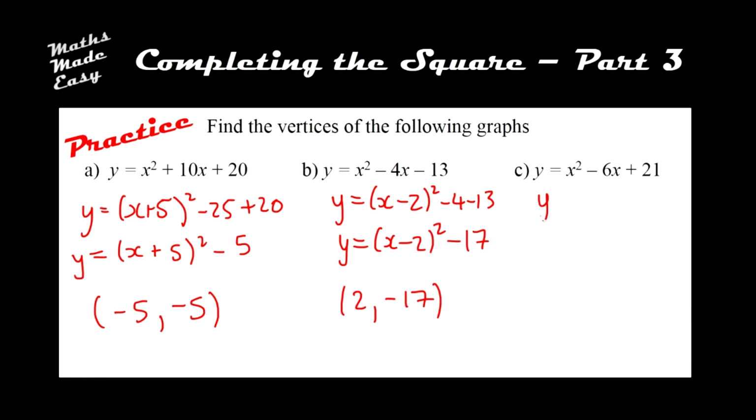And for this final one here, y equals x subtract 3 all squared, subtract 9 plus 21, y equals x subtract 3 all squared, and then plus 12, and then a vertex of 3, 12.